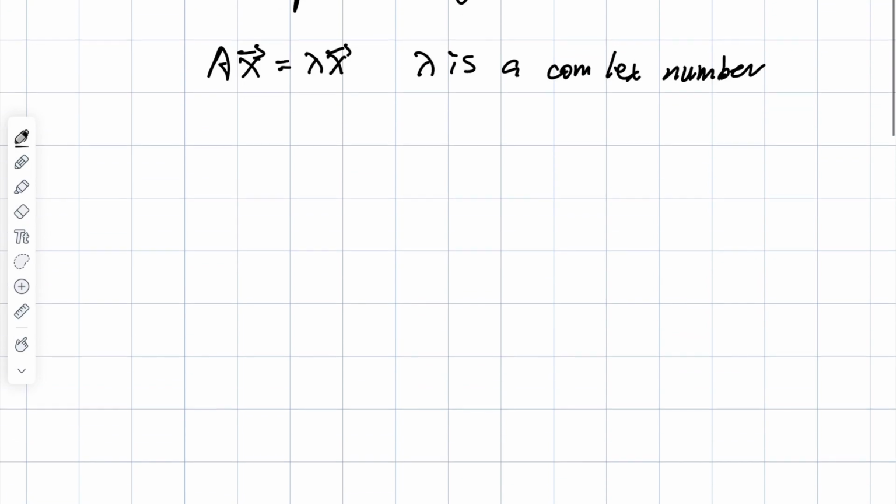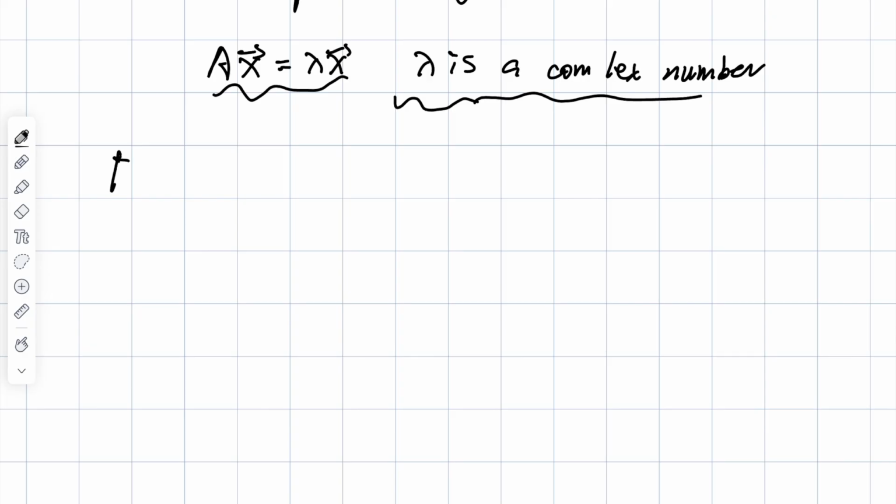Today I'm going to talk about complex eigenvalues. What are complex eigenvalues? Well, we define complex eigenvalues as the same eigenvalue that makes Ax equals lambda x. We call it a complex eigenvalue when lambda is a complex number.